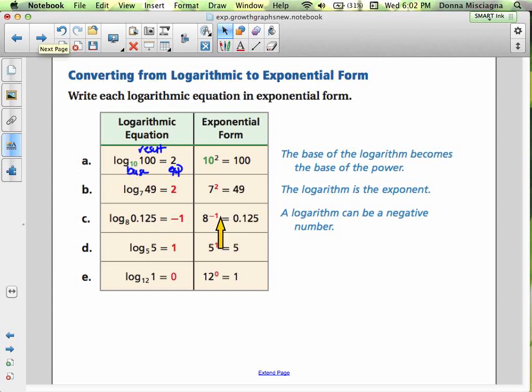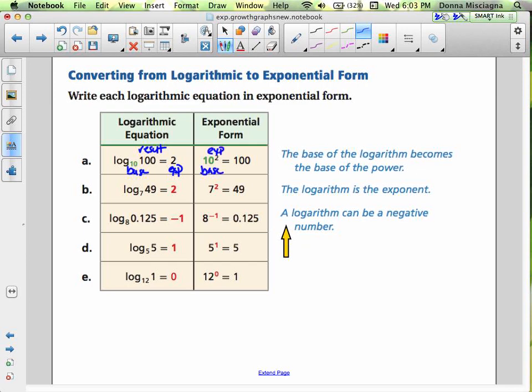So log base 10 of 100. What do I have to raise 10 to get 100? That's 2. We want to rewrite that. So it's going to be base 10 raised to a power, 10 squared, equals 100. So this is our base, our exponent, and our result. So just make sure you're looking at how these fit together.